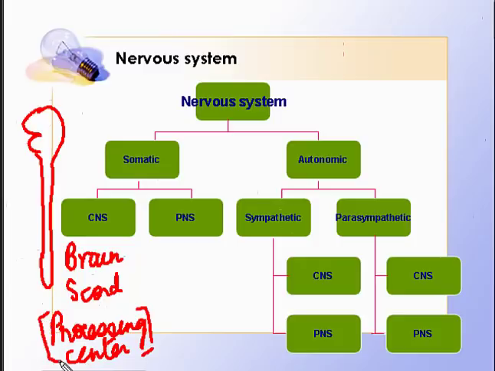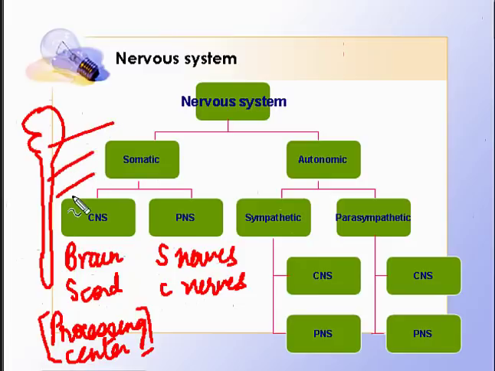And then from here it is sent to the rest of the body, or it receives from the rest of the body by means of what is known as the peripheral nervous system. And this peripheral nervous system consists of spinal nerves and cranial nerves. So it's the nerves which are present in the peripheral nervous system. So from here, all these nerves will pass out to the body.